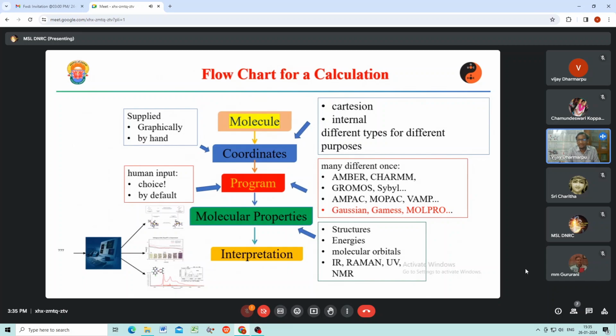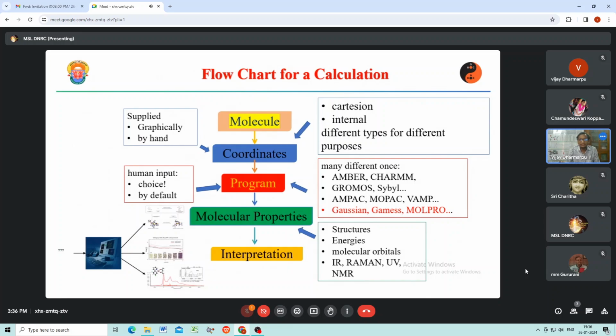We have a lot of programs. We give the coordinates, graphically or by hand, or we can select the default. The coordinates are Cartesian coordinates or internal coordinates, depending upon the structure of the molecule. Then we go with a program. We have many programs, like Gaussian, GAMESS, GeometryCharm and many others.